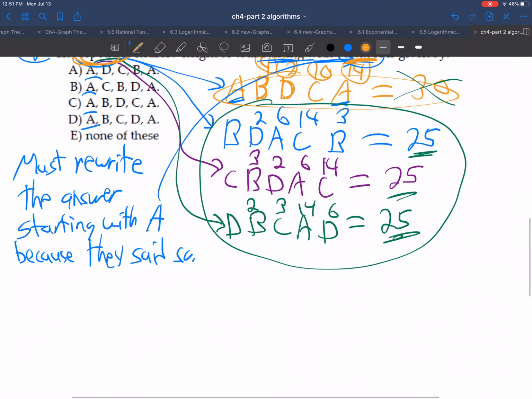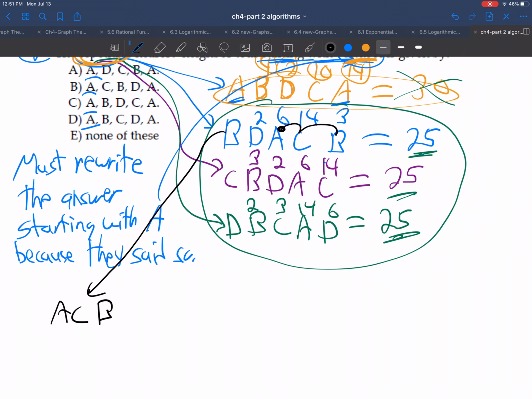So what do I mean rewrite? Well, take that B, for example, and start here at A. And go to the right or the left, it doesn't matter. So A, C, B, and then come over to here, B, D, A. See, that's the same loop. It just starts at a different point in the loop. That's still going to be 25. That's all the same roads. It's the same loop, the same roads, just in a different order. It's just starting with A.